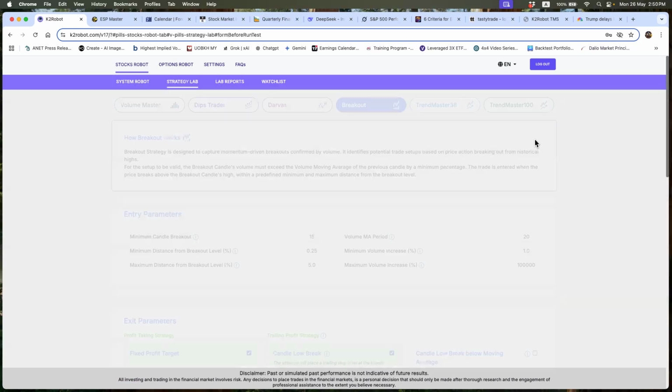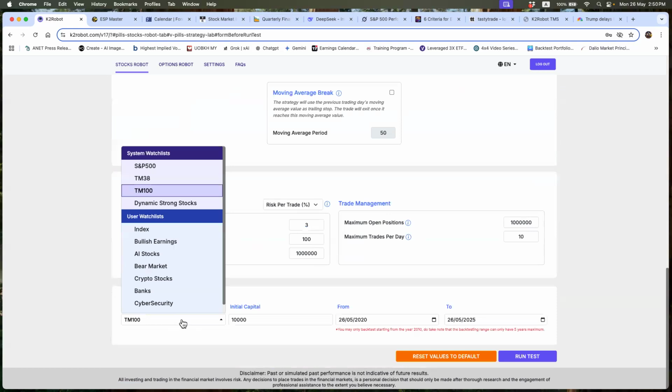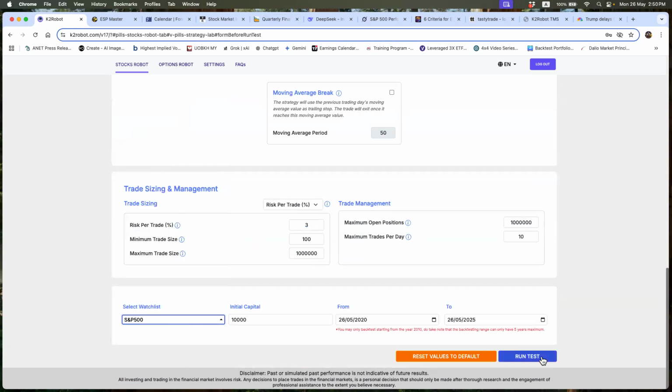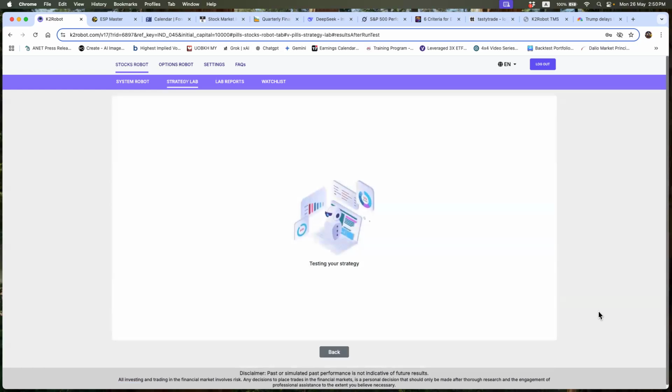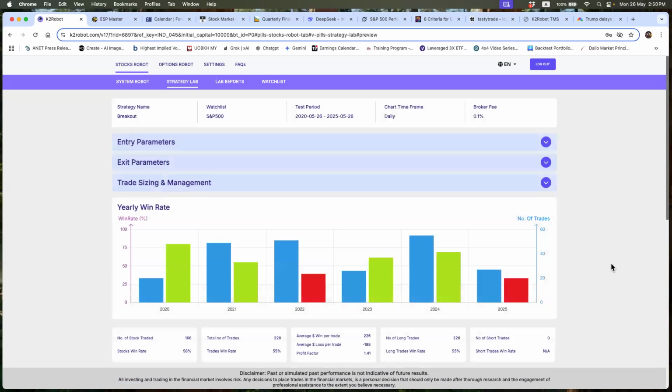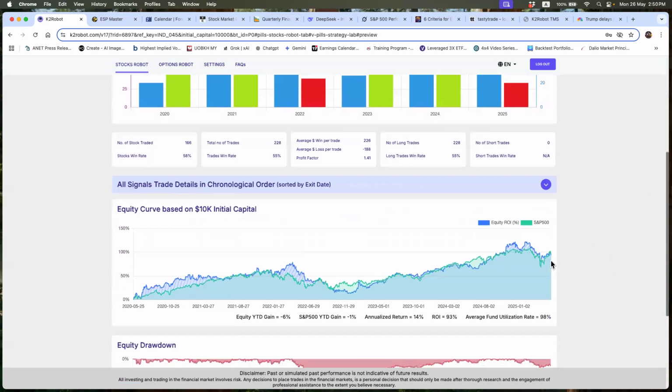Okay, now let me run one more experiment with you. So now if I were to use the S&P 500, I run test. It must be more than 400%. If it is less than that, then it is no good. Then it's a waste of time. Might as well take the other watch list. Okay, can you see, guys?